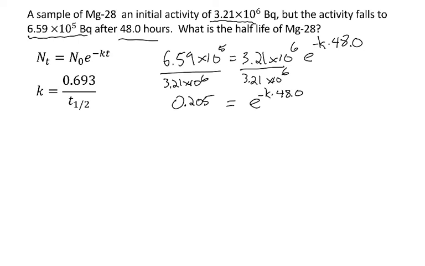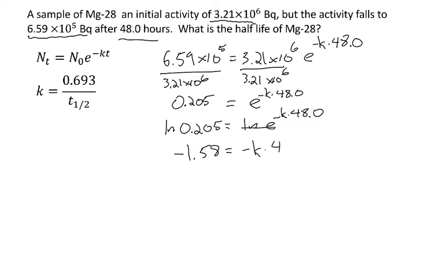All right, so now to get rid of the exponential, I'll take the natural log of both sides. All right, so the natural log will essentially cancel the exponent. So when I do the natural log of 0.205, I get negative 1.58. That's going to be equal to negative k times 48. So now I'll divide both sides by negative 48.